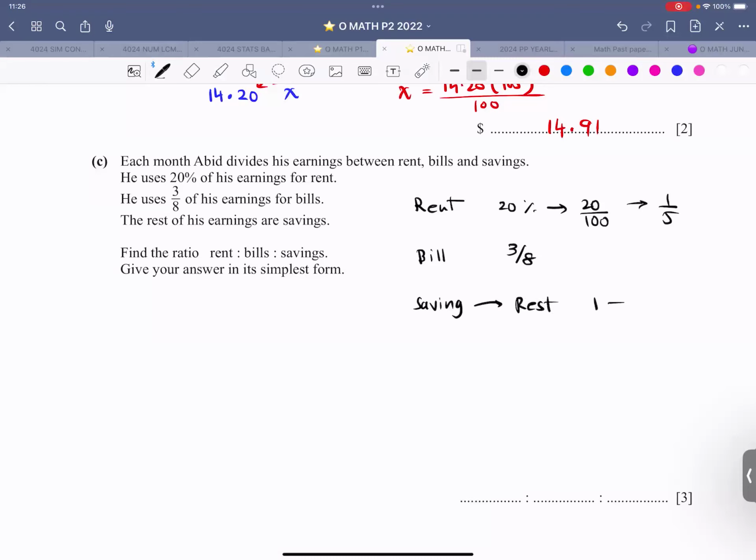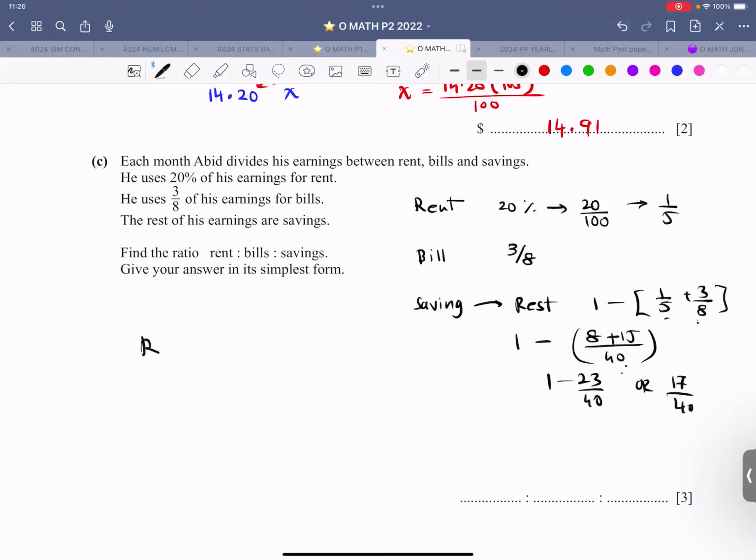So the rest is 1 minus the sum of 1 over 5 plus 3 over 8. The common denominator of 5 and 8 is 40. 40 divided by 5 is 8, 8 into 1 is 8. 40 divided by 8 is 5, 5 into 3 is 15. 8 plus 15 is 23. So 1 minus 23 over 40, show every step, comes out to be 17 over 40.